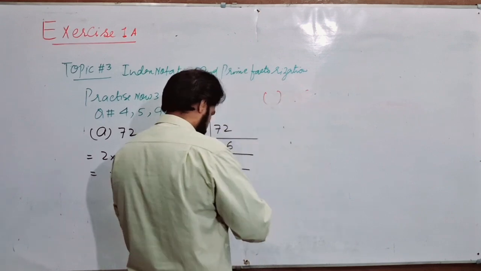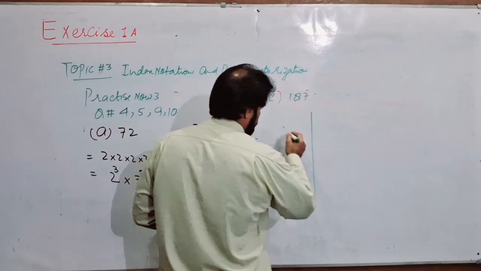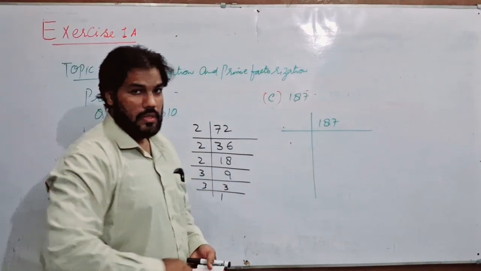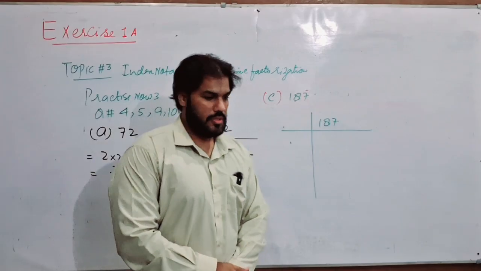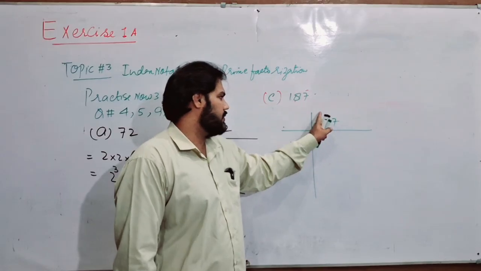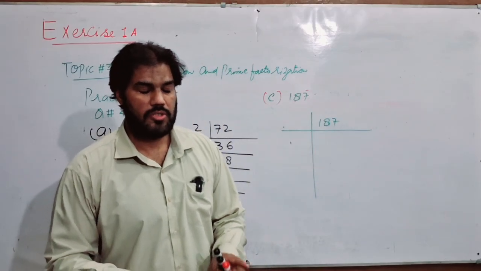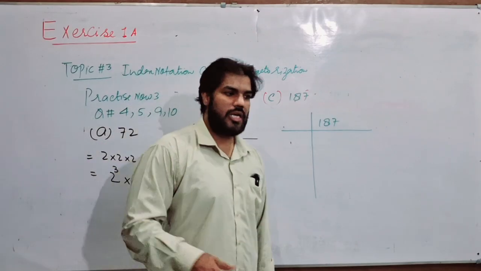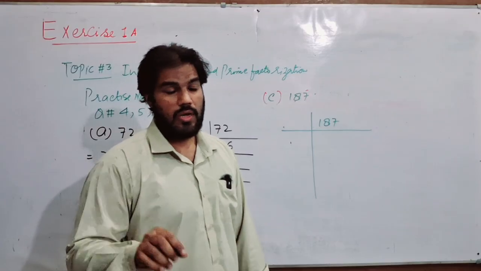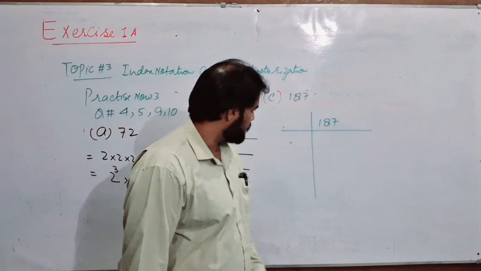I do 187, the C part. It seems to have some difficulty. 187. This number is not an even number, so it cannot be divisible by 2. Is it divisible by 3? No. 8, 7, 15, 15 plus 1, 16. 3 does not divide 16. It means this number is not divisible by 3. We cannot take 4 because 4 is not a prime number. We have to make prime factorization, so we will always choose a prime number for division.